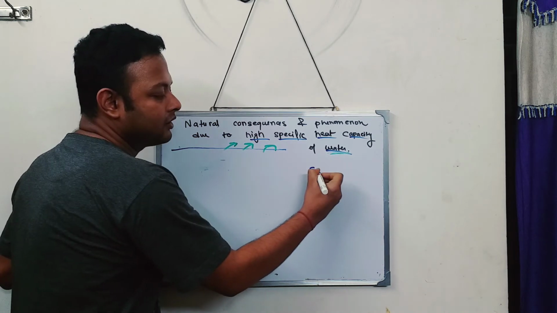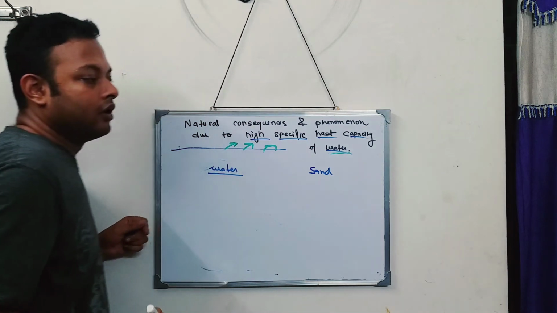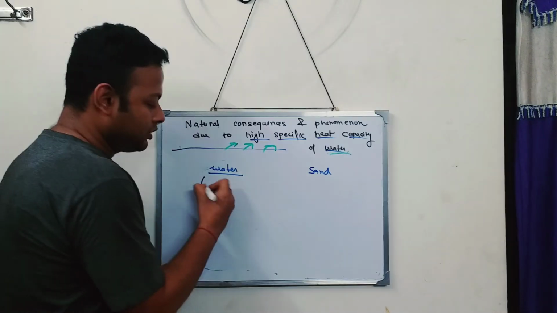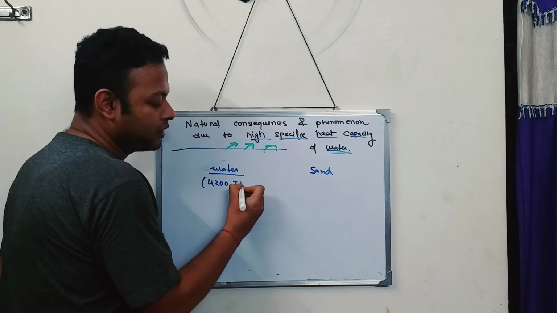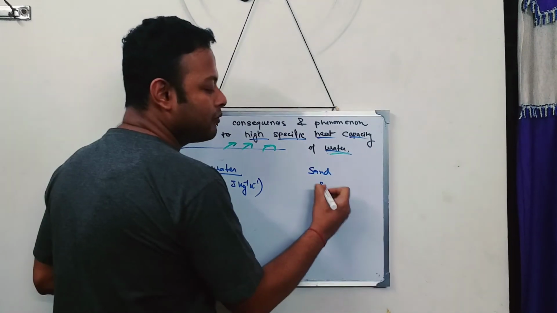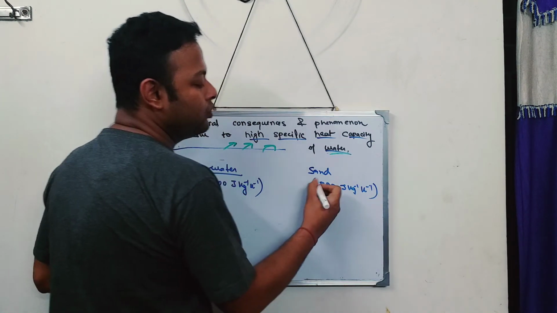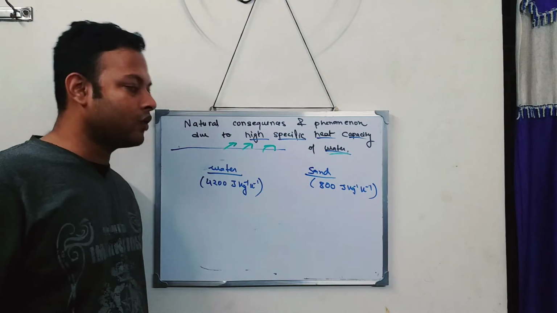We have sand, and we have water. Now, what is the specific heat capacity of water? 4200 joule per kg per Kelvin. And what is the specific heat capacity of sand? Near about 800 joule per kg per Kelvin. These are the two specific heat capacities of water and sand.